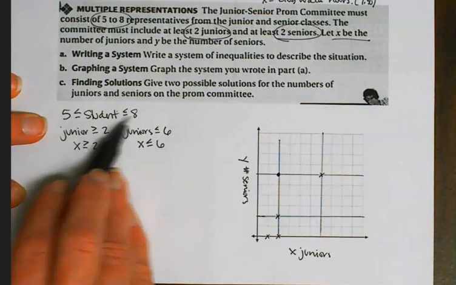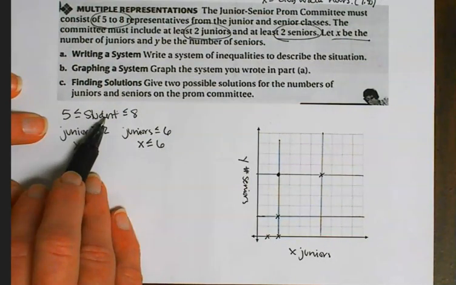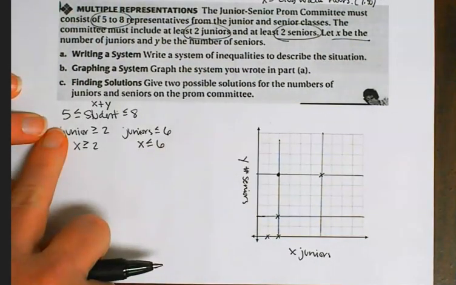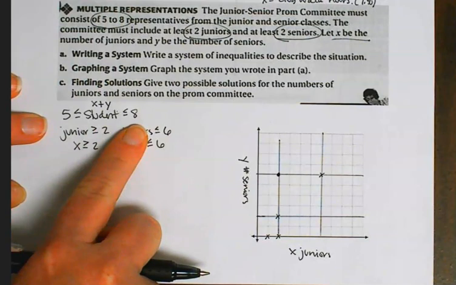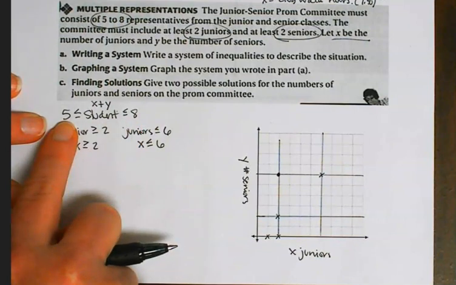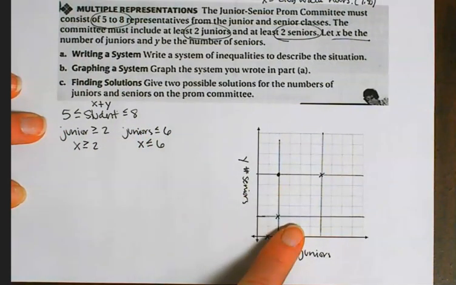But we have this notation. The number of students, juniors and seniors, so this could be X plus Y, has to be bigger than 5 and less than 8. How do we put that into an equation? And this is the tricky one because this has 2 different ideas in it. It has to be both bigger than 5 and less than 8. And what happens when you go to graph this is you have to consider them separately.